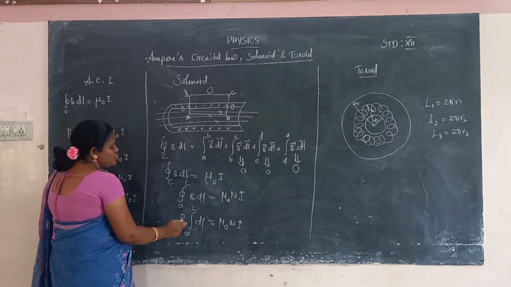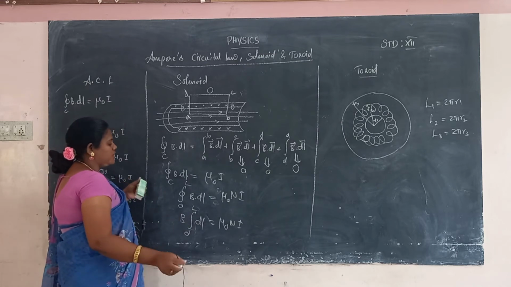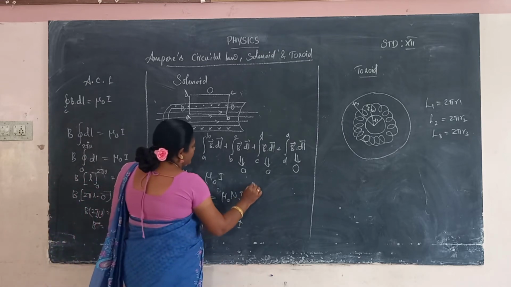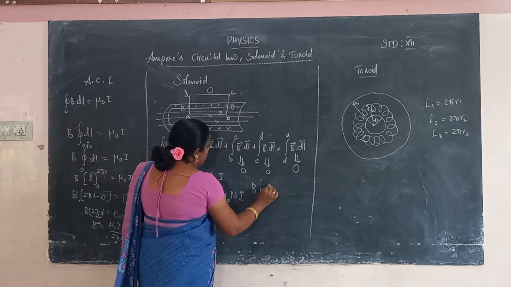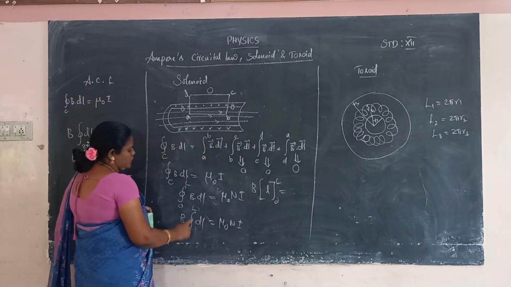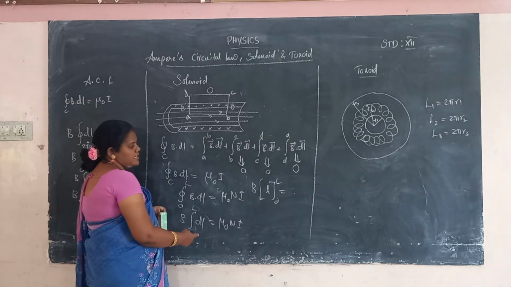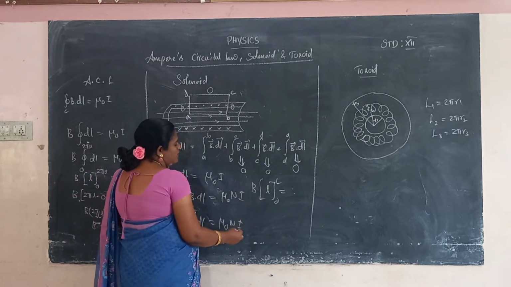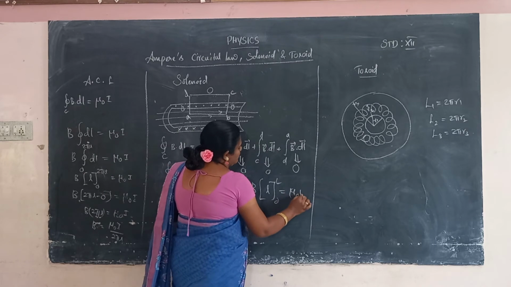Clear? So we calculate the closed integral of dl now. B into the integral, which is L, with limits 0 to L. The closed integral of dl is equal to L. So B times L is equal to mu naught n and I.